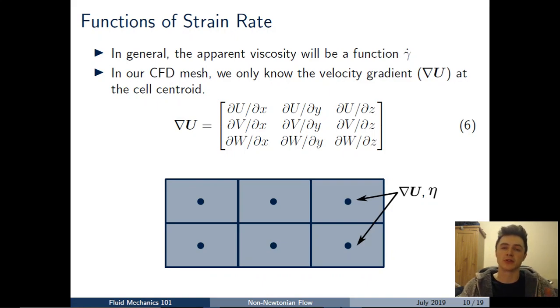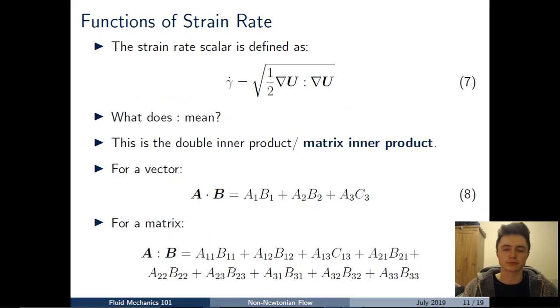Now, remember that the velocity has 3 components, u, v, and w, and it also varies in 3 different directions, x, y, and z. So actually the velocity gradient is a tensor quantity or a 3x3 matrix, depending on how you like to think about it. So we've got this 3x3 matrix there in equation 6, and we'd like to return to a scalar value for the strain rate so that we can then calculate the apparent viscosity. So how do we do that?